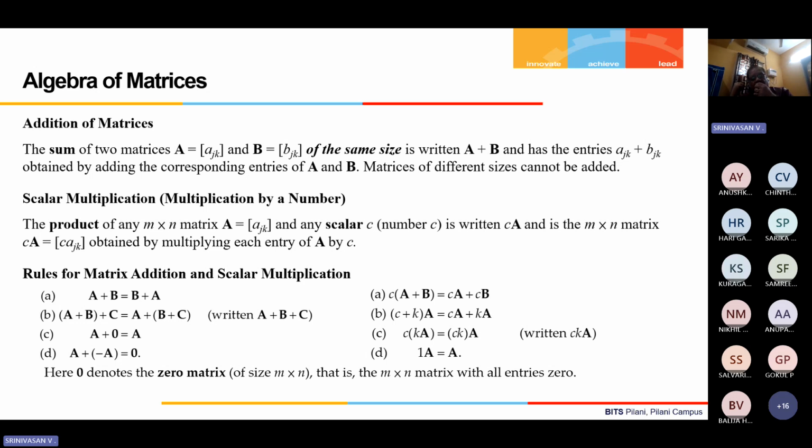Before we go to the product, let us simply have first scalar multiplication. What do you mean by scalar multiplication? A scalar, a constant being multiplied by a matrix. How is it possible? It is possible that every entry of the matrix will get multiplied by that single constant. That's what we mean by scalar multiplication.